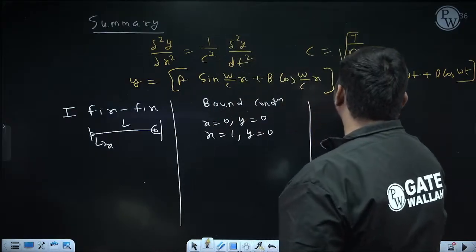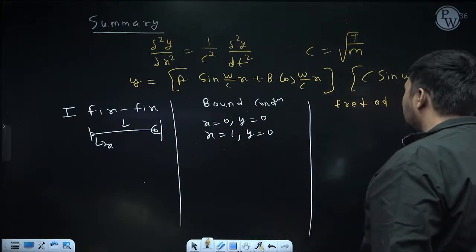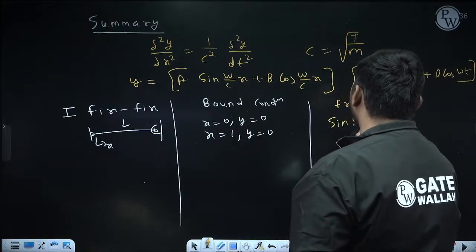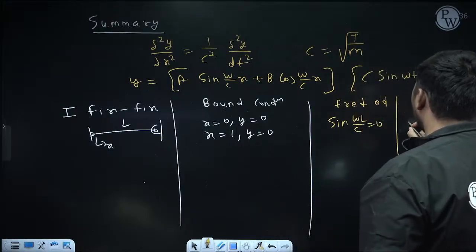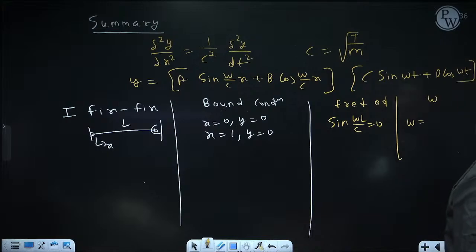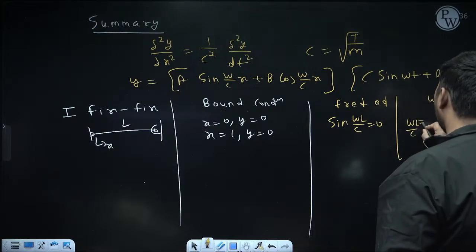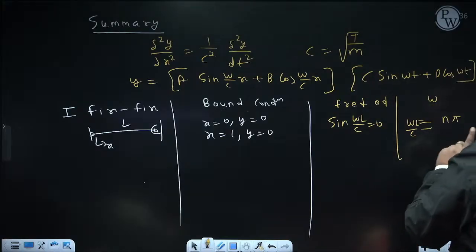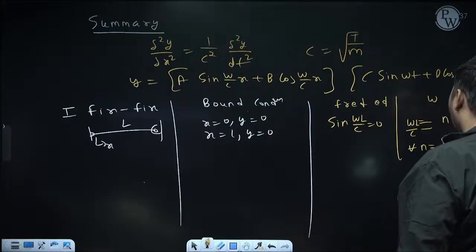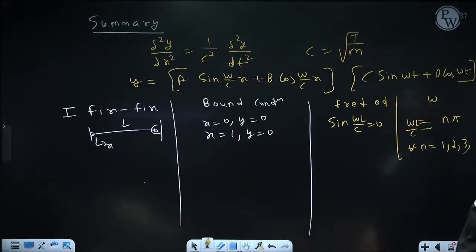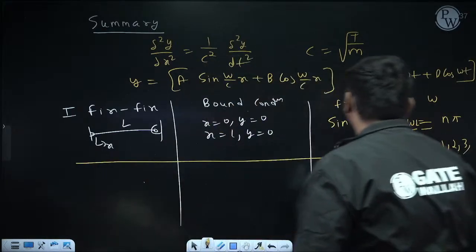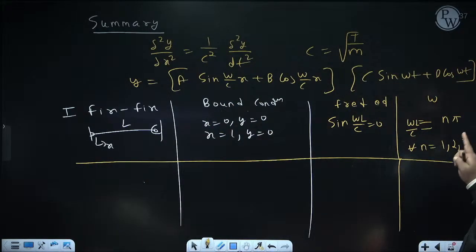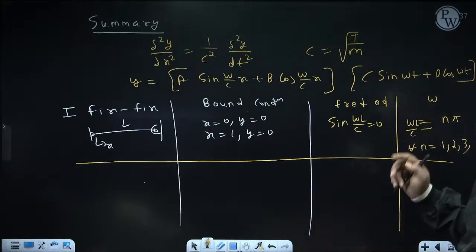Now here I am writing the frequency equation. The frequency equation is sin(omega L by C) equal to 0. When sin theta is 0, theta is n pi, so omega L by C equal to n pi. Now you can do the shifting: omega will be n pi C by L. Here n starts from 1, because zero frequency is not possible here. If the examiner asks for the frequency of fundamental mode, that is very easy. The first non-zero value we get by putting n equal to 1, it will come as pi C by L.